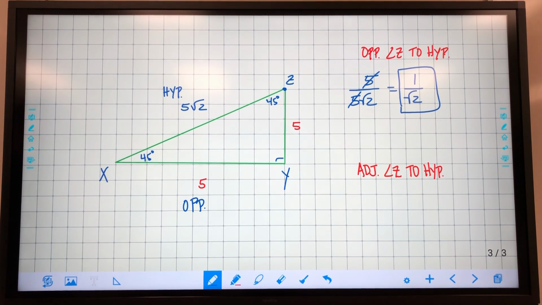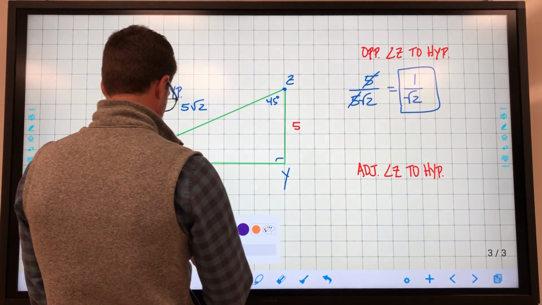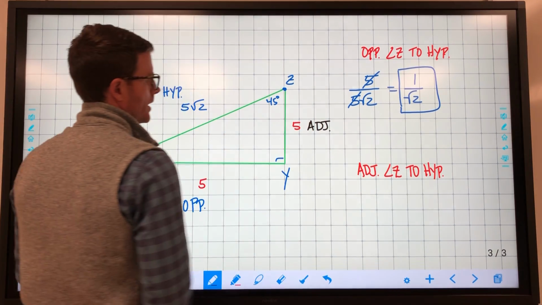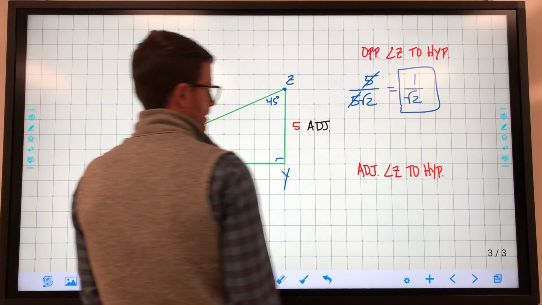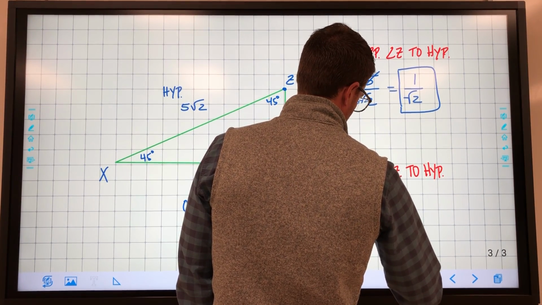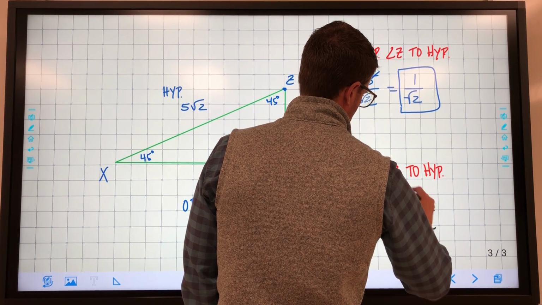Adjacent angle Z to hypotenuse. We'll just change color a little bit. So this is my adjacent side now. And my hypotenuse is still the same, 5 root 2. So it's going to simply be the same, 5 over 5 root 2. I can simplify to 1 over root 2.